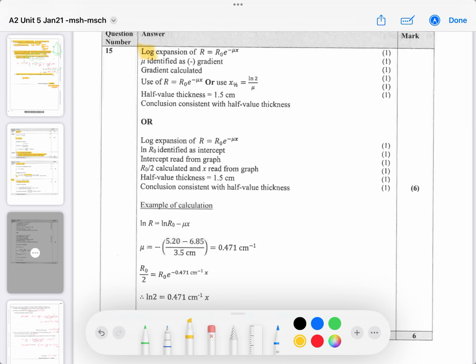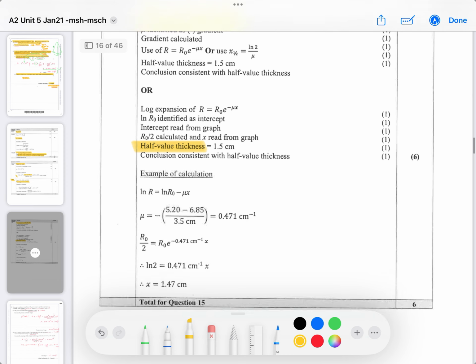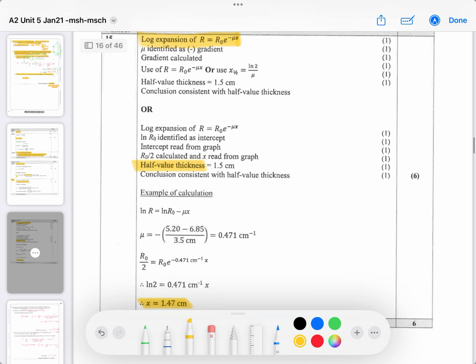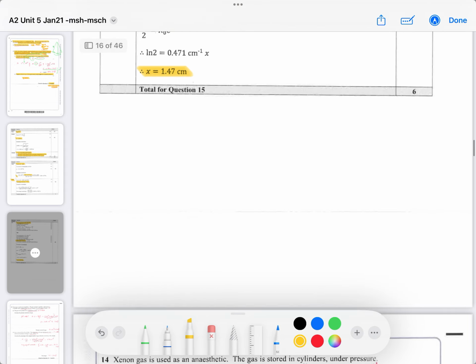It looks like it's to do with logs and it's to do with radiation. So we've got to look for the half thickness value of the absorber. Okay, so they're absorbing the radiation. So it's a logarithmic expression. There you go, and they found the thickness that would get the radiation down to 50% of the radiation without the absorber at all. Okay, so that's what question 15 is about. So we'll have a look at both of those.